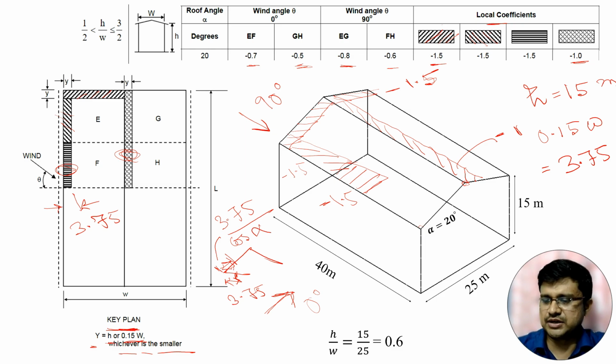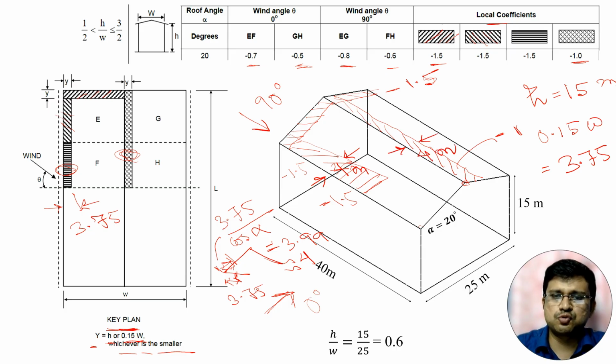So if we just calculate it, it is 3.99. 3.75 by cos 20 degree is 3.99. We can consider it as 4. So this local pressure coefficient we have to consider up to a length of 4 meter. Here this length will be 4 meter. Here also it will be 4 meter.